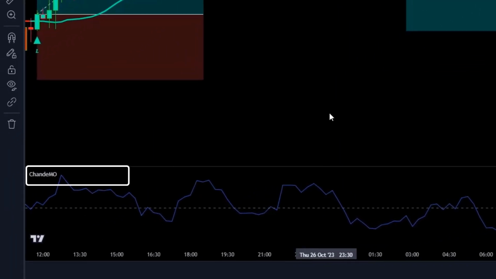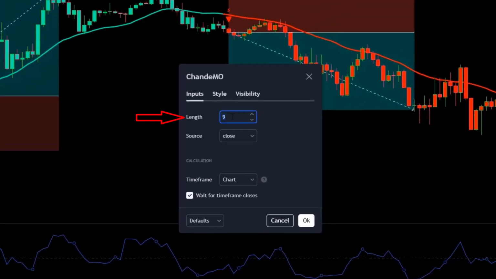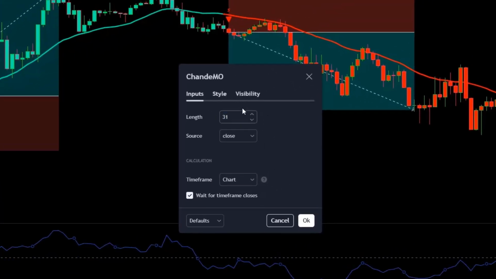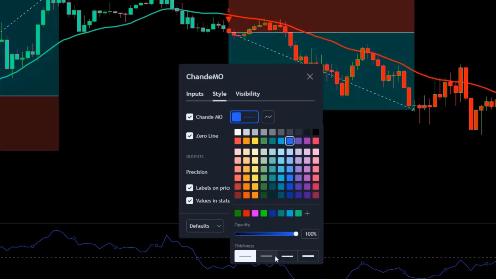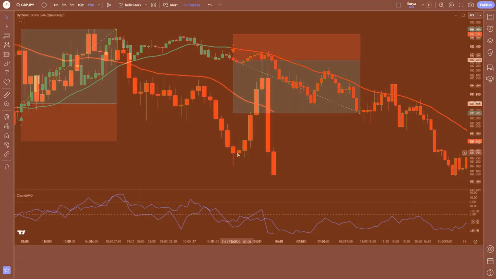Now click on the settings of the Shan Momentum Oscillator indicator. Change the length from 9 to 31. Click on Style. Here this blue line has to be made thick. Save this setting. Friends, our trading setup is ready.